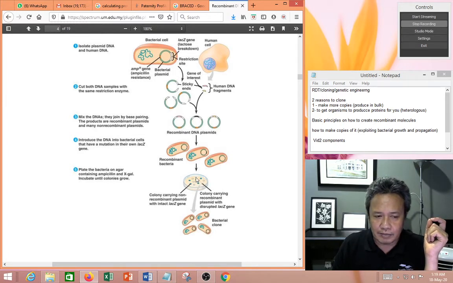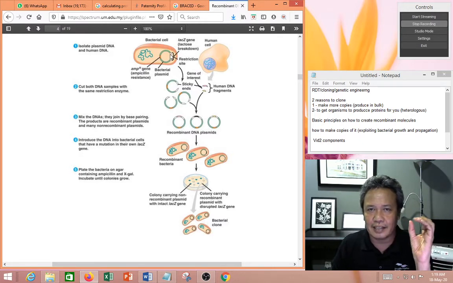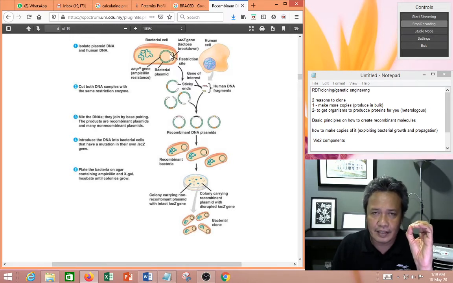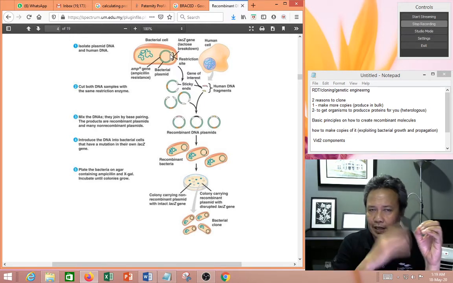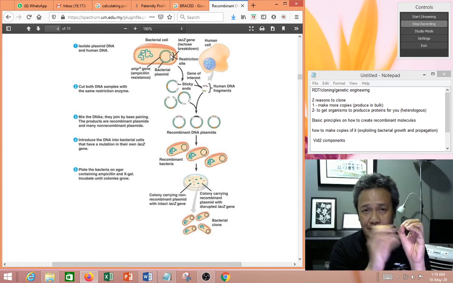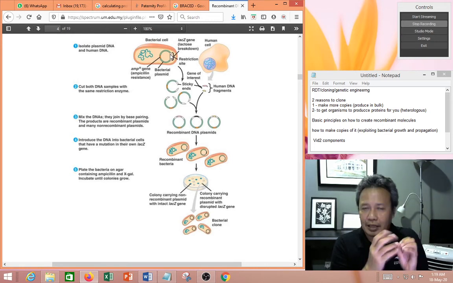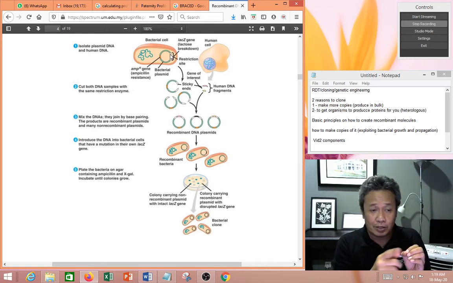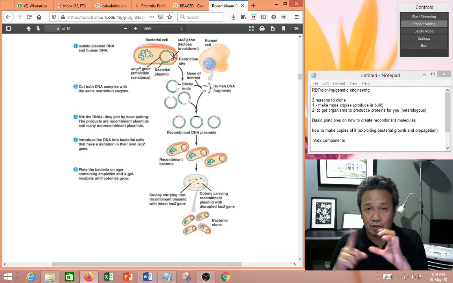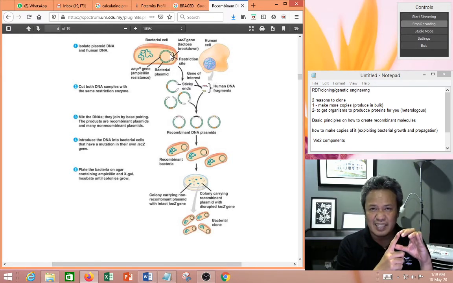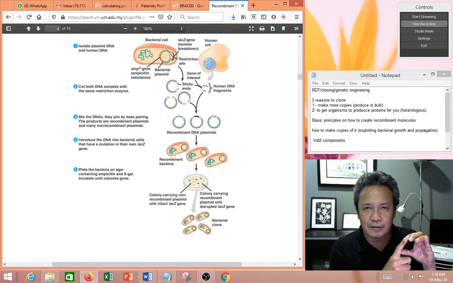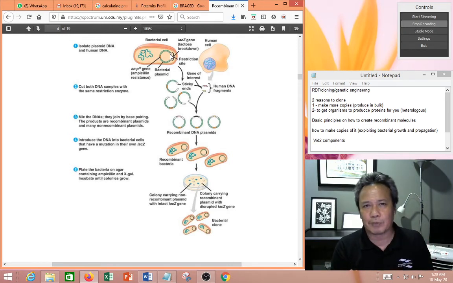And when you clone this, you get two types of colonies. White colonies and blue colonies. Why do you get two types? Remember, I mentioned if the LacZ gene is still intact, it will produce the beta galactosidase, and then it will react with the system, the IPTG, and so on. It gives you a blue color. But because you have inserted your fragment, the LacZ gene no longer functions. And because of that, your colonies become white.